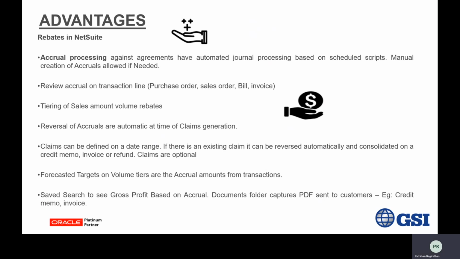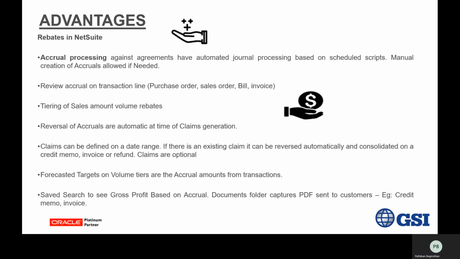Advantages: accrual processing against agreements has automated journal entry processing based on scheduled scripts or manual creation of these accruals. You can review the transaction lines dynamically. This is basically when you change the quantity on the sales order or purchase order, you could dynamically review what your accrual is going to be. This is one of the features which a lot of software companies have failed on, where NetSuite has succeeded.